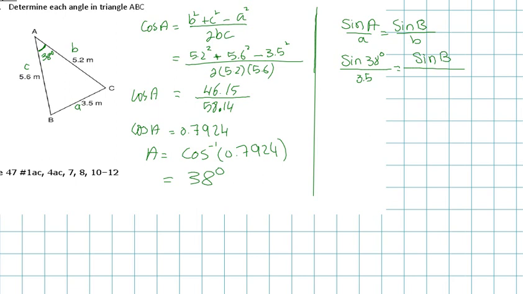Question for you. Are you expecting angle B to be greater or less than angle A? Greater. Why greater? Because the side is 5.2, which is greater than 3.5, right? Greater side, greater angle. Smaller side, smaller angle. Okay, now what do I have to do here to solve for B? Cross multiply.